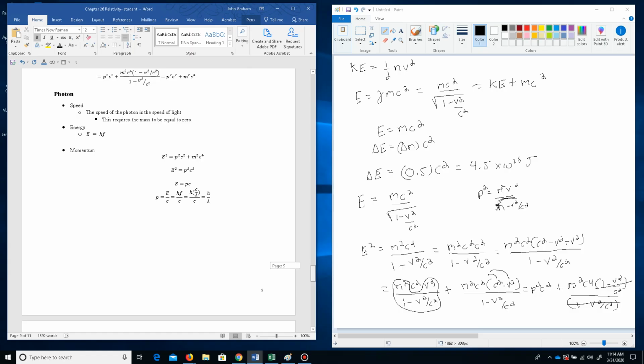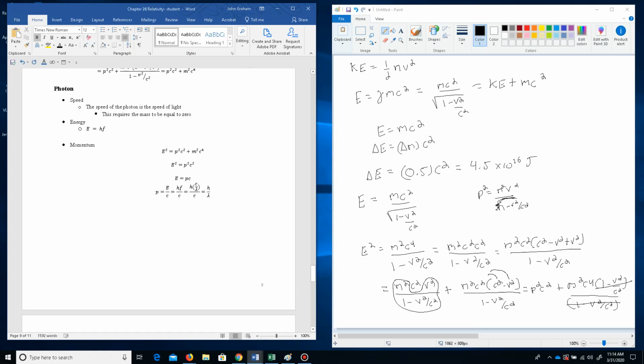And then we can use this. So we look at a photon. It has a certain speed. That speed is the speed of light. And so this requires the mass of the photon to be 0. The energy is equal to hf.